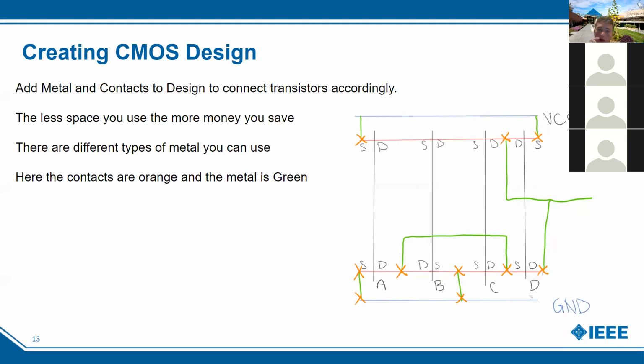And so the X's in this case are the contacts, while the green is the metal. There are multiple metals that you're able to use, especially if you want to overlay or get different layers in the chip that you're designing. But in this case, we only needed one. And as you see, they don't overlap, so there's no need to use another metal. We're able to get our necessary requirements with everything that's here.